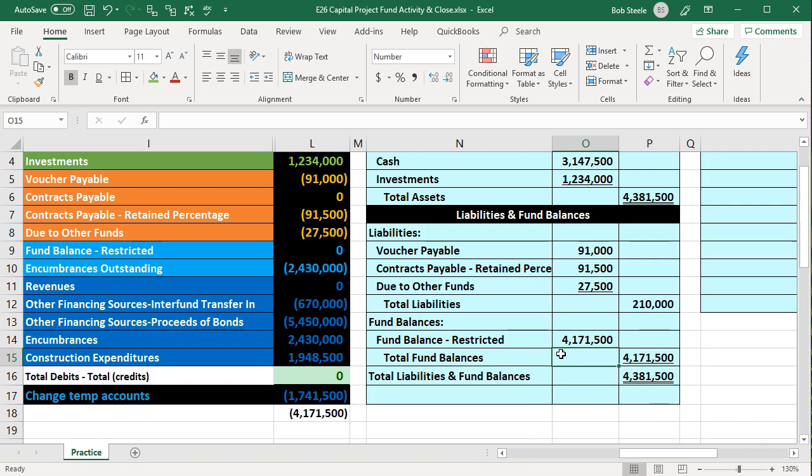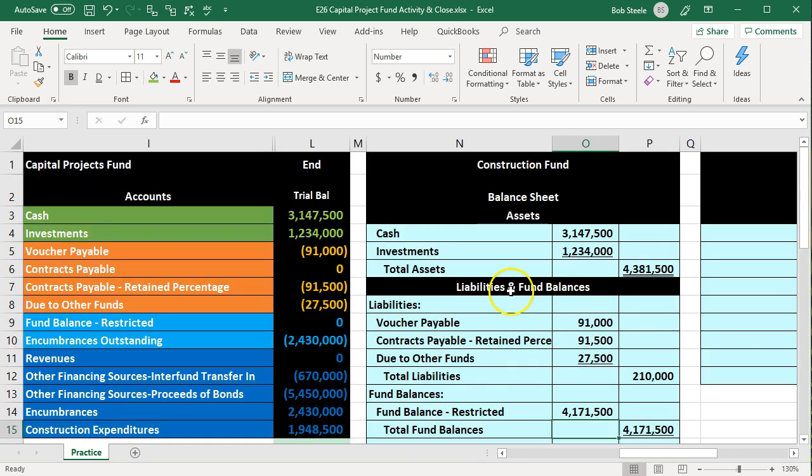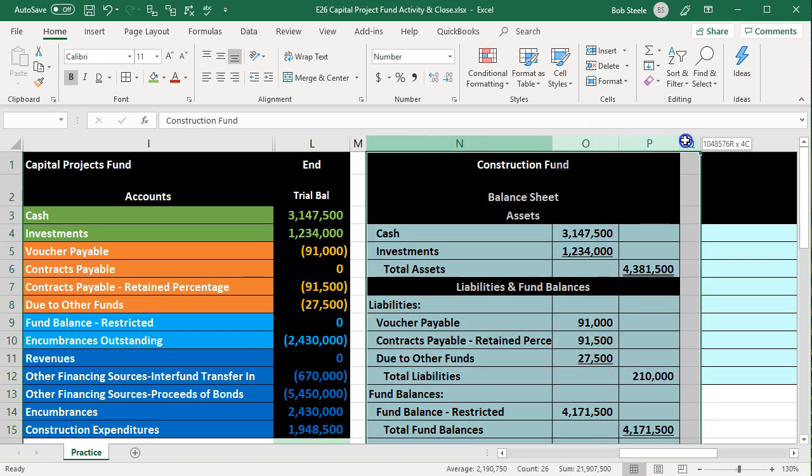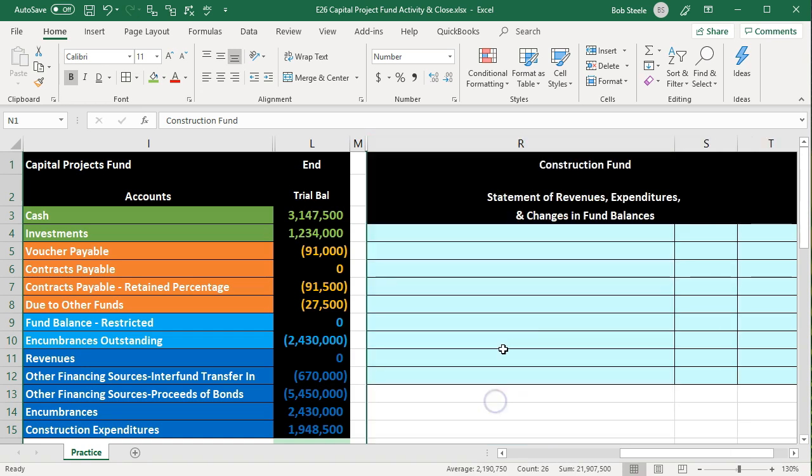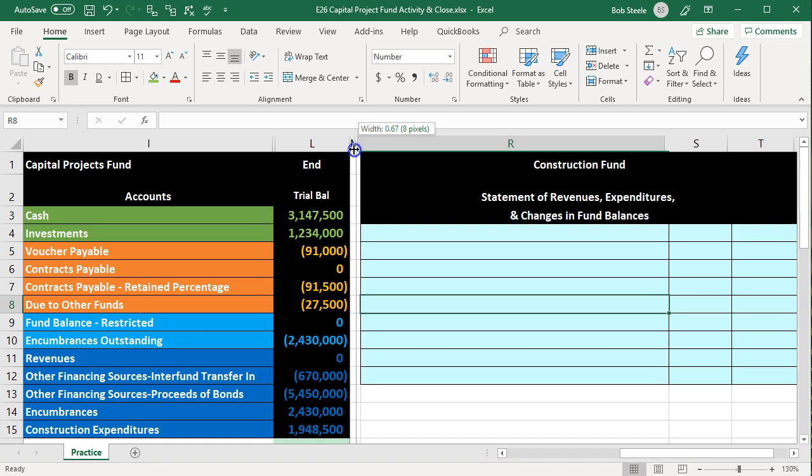So now we're going to look at the income statement type account, or type of form. So to do that, we're going to put our cursor on column N and highlight over to Q, let go, right click the selected area, hide it. And now we're in the statement of revenues, expenditures, and changes in fund balance. So let's move this over a little bit, so we can see it all here.